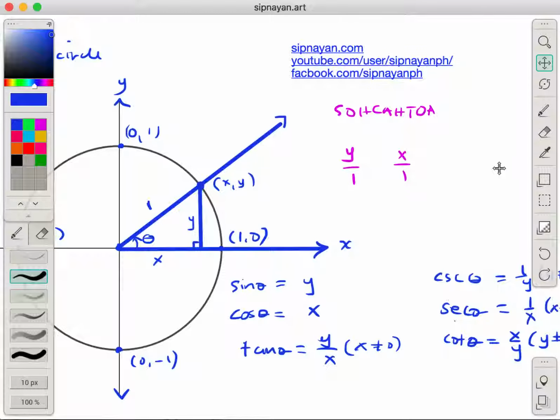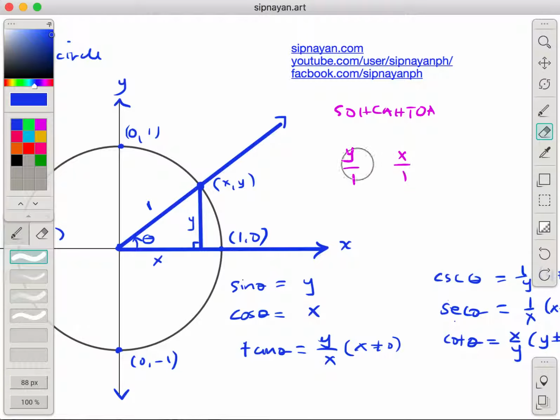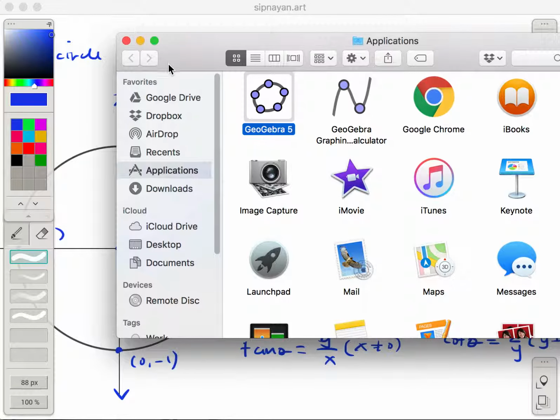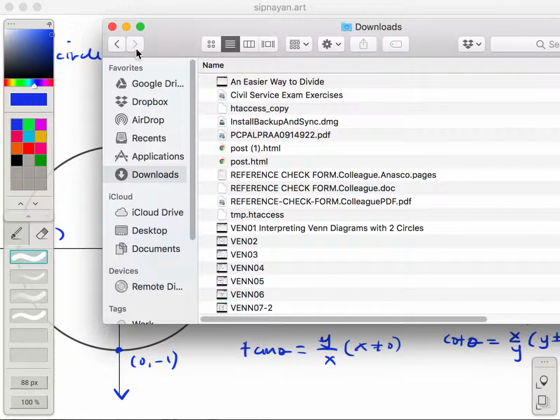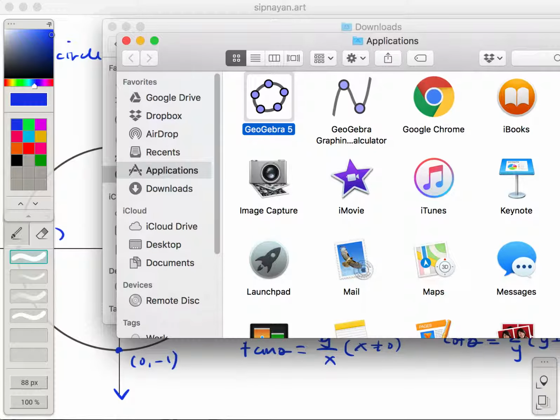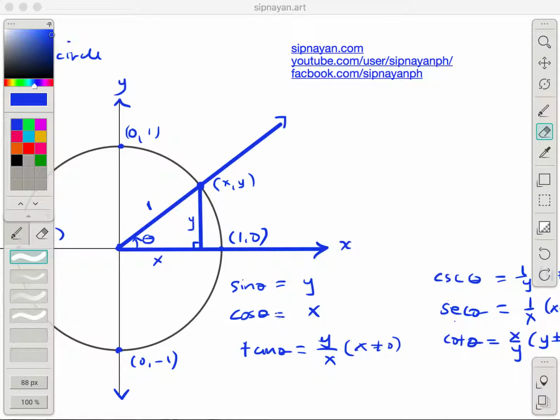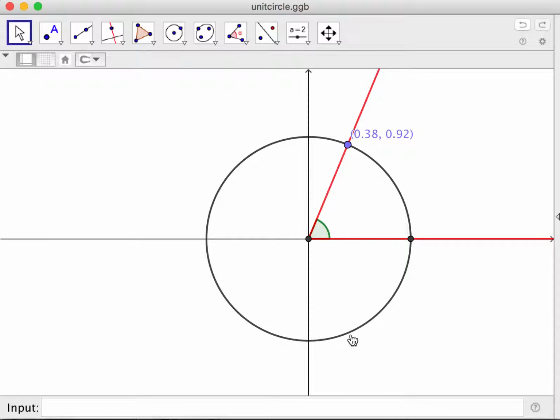Okay, so kailan ba nangyayari na y equals 0? Kailan yan nangyayari? Tingnan natin to. Okay, I think nagkamali tayo. Hindi ko na makita yung ating GeoGebra, no? Ayun. Okay, so dito, makikita natin that pag diniretso ko to dito, 90 degrees, yung aking x ay 0.